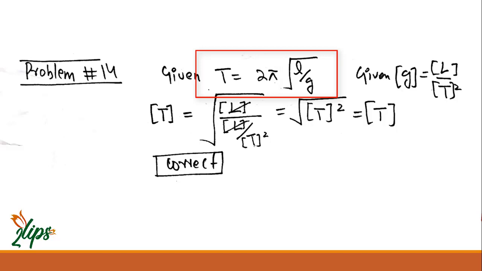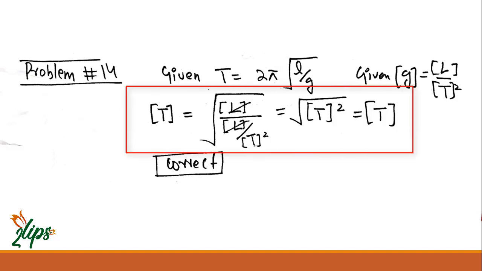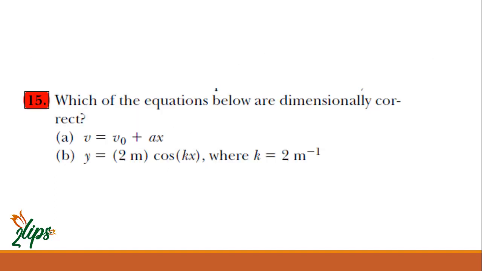L is of course length, so in place of L I can write capital L. It is also given in the question that the dimensions of the free fall acceleration g are L by T squared. So I can put the dimensions of g, which is L divided by T squared. L cancels out, and I get this expression. Taking its square root will give me T. So dimensions on the left hand side and right hand side are the same, and this formula is dimensionally correct.